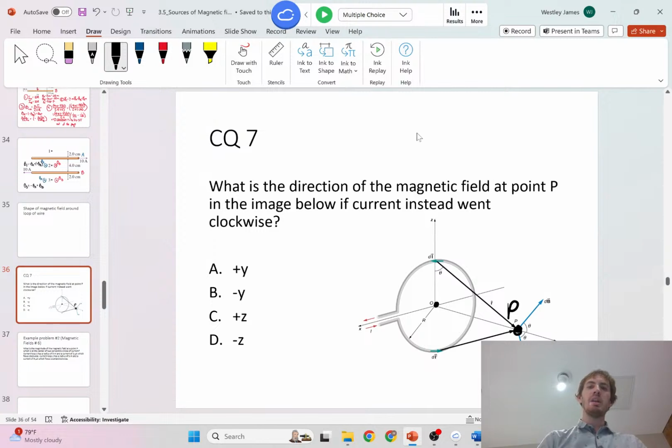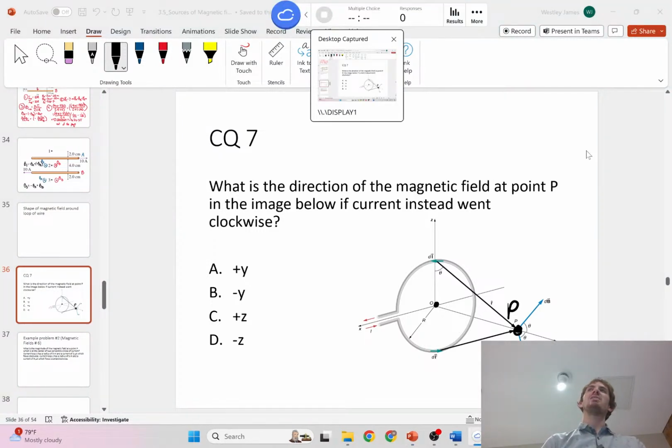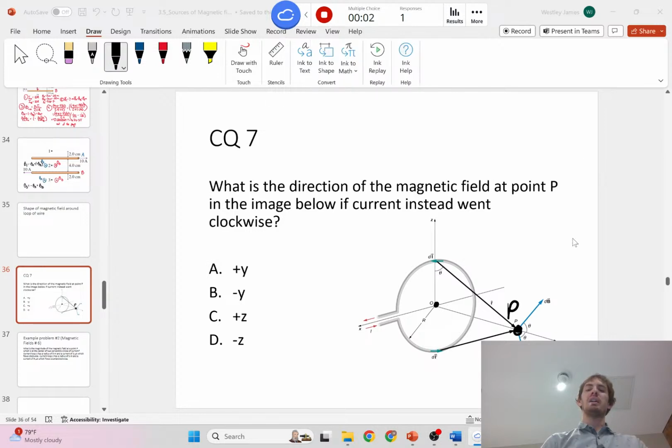Do I like this problem? I'm just going to open this. I'll let you all think about it, and then I'll give you the answer. I think this is not quite clear, but I think it's doable. What's the direction of the magnetic field at this point P? It's some distance far away from the center.